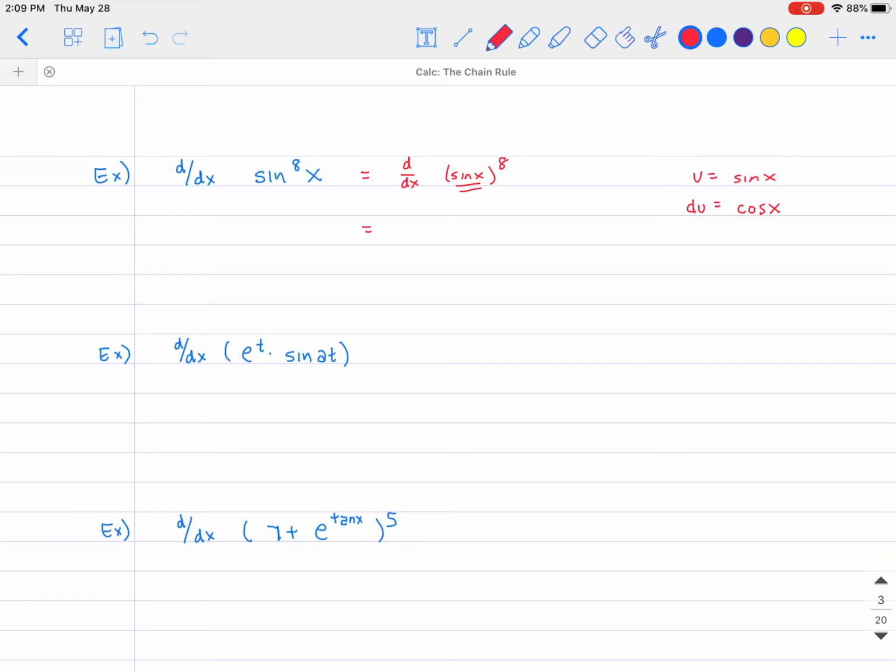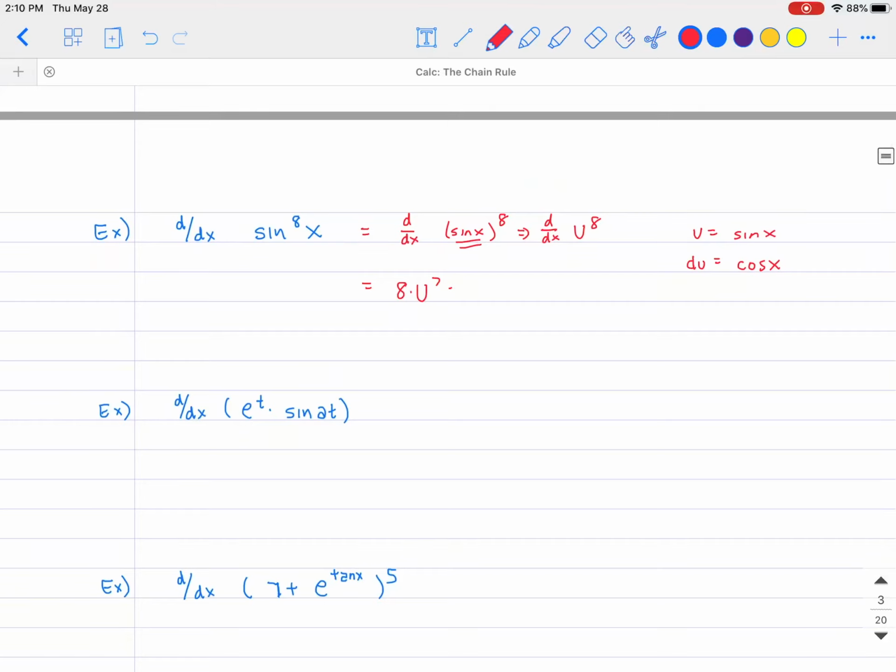Now, according to the chain rule, we're going to take the derivative of the outer function. Let me write it using a u substitution of what we just did. The derivative of u to the 8th power, because remember we said u is equal to sine of x. The derivative of u to the 8th is just going to be 8 multiplied by u raised to the 7th power. Now, that's normally how you would take the derivative according to the power rule. But keep in mind, again, we have an inner function. So that's where the chain rule comes in.